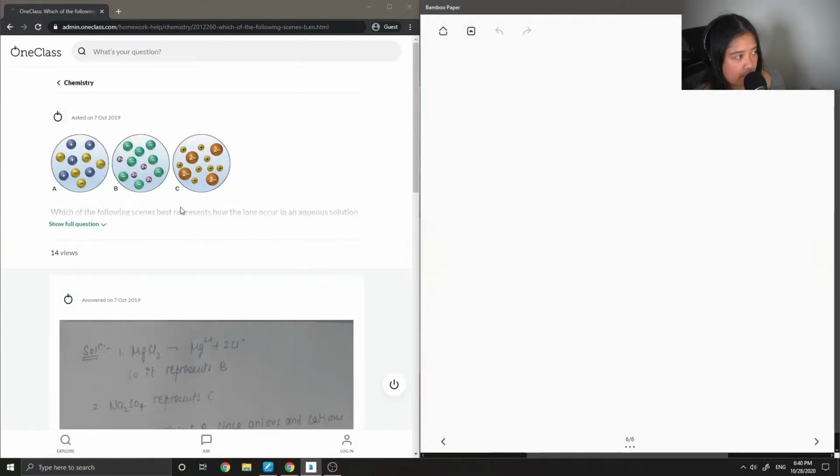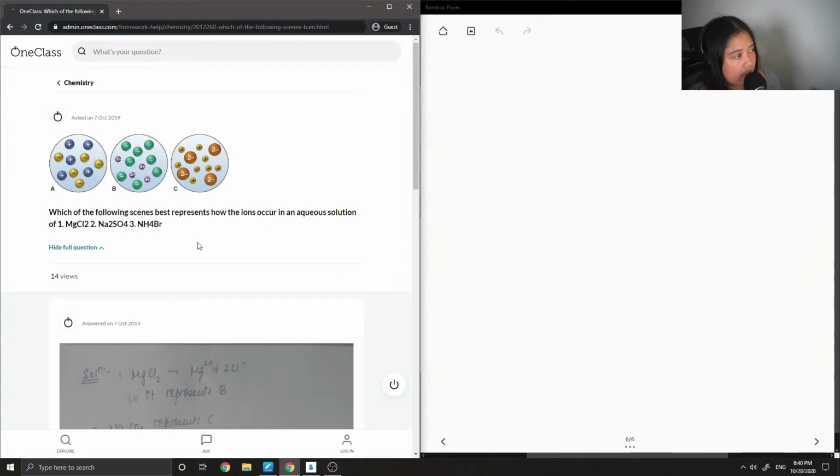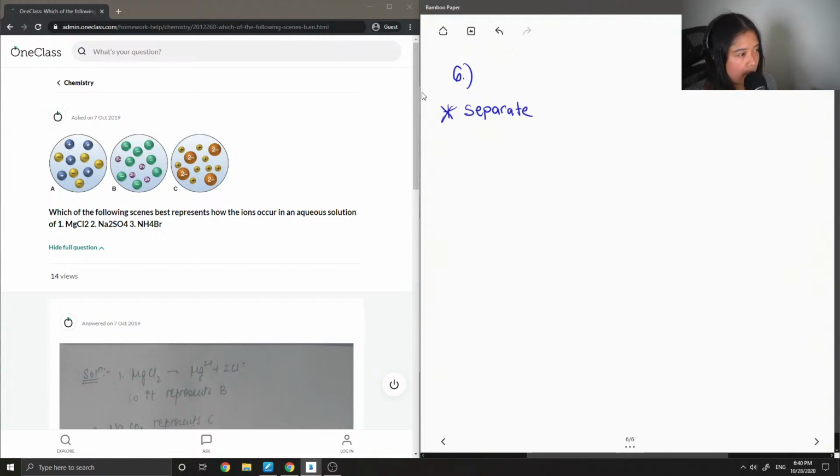Okay, so moving on to question 6. We have 3 different aqueous solutions, and they just ask, which of the following scenes best represents how the ions occur in an aqueous solution? Okay, so this is question number 6. So before I look at all the different options, I'll just note that we are going to separate the compounds into their ions first.